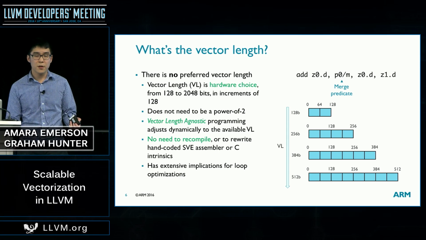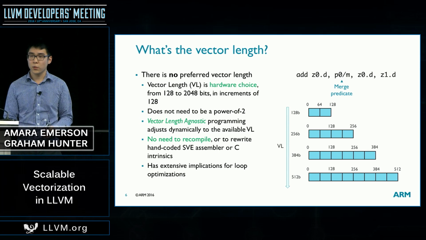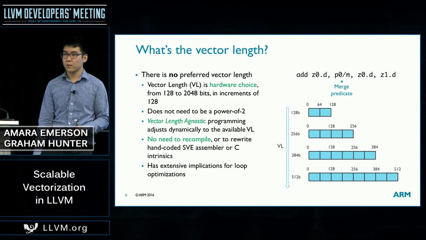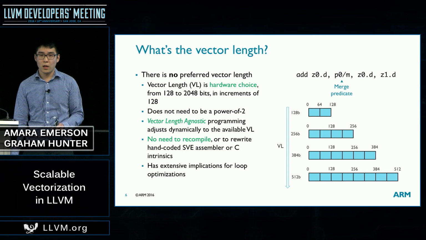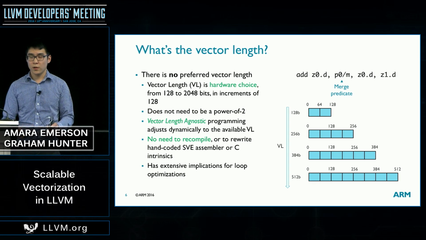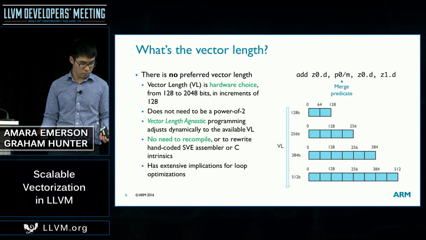As a result of this, there is actually no need to recompile your code when you're targeting an implementation with a different vector length. You can compile your code, run it on a 256-bit vector length machine, and take that exact same code and run it on a machine with 2K vectors, and the code should just work.